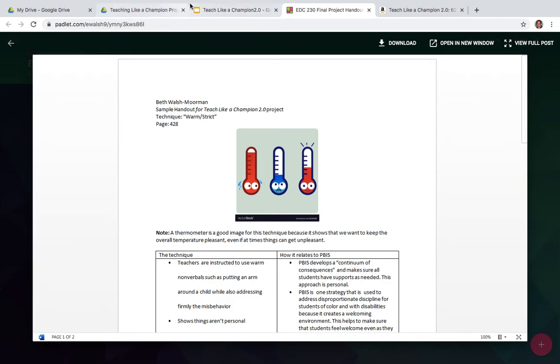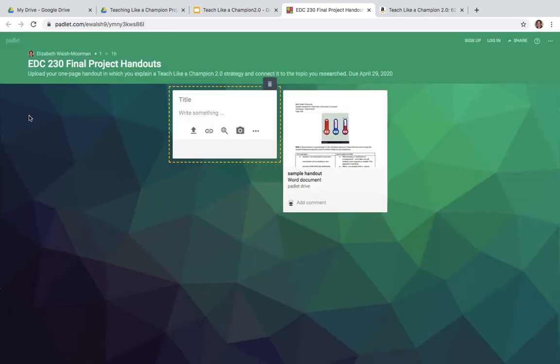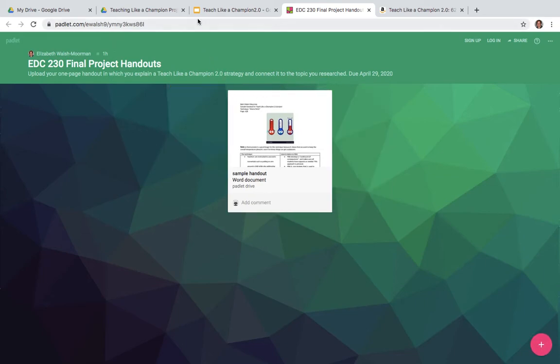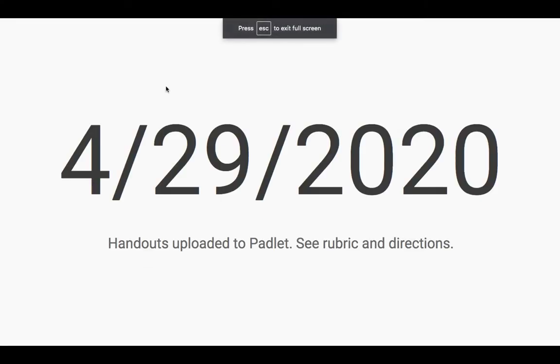Okay, so when you go into a Padlet, it is very easy. All you have to do is double click where you want it, and then you can click that you're going to upload a paper in there. Okay, so that's really simple for you to use. So that'll be something that you do. You're going to upload it to Padlet by the 29th of April.